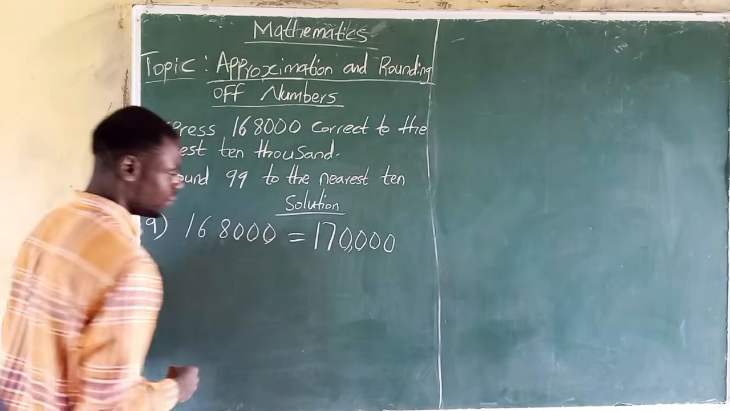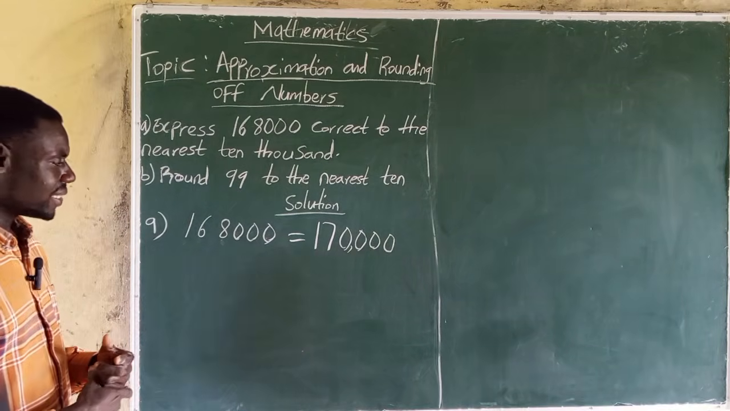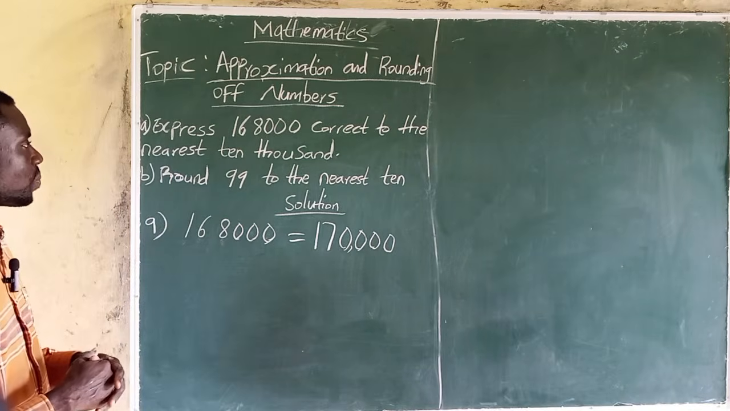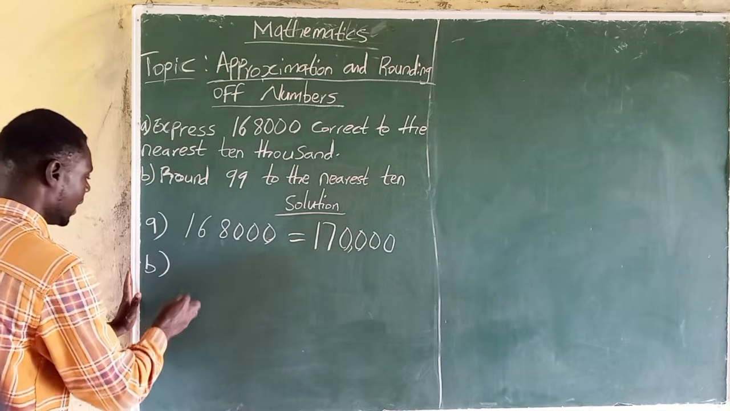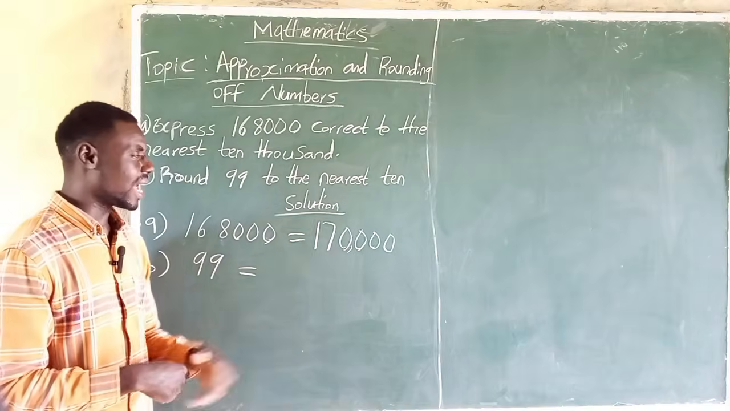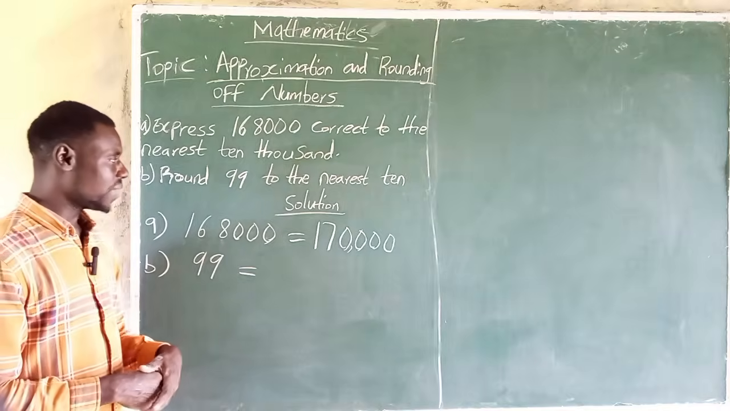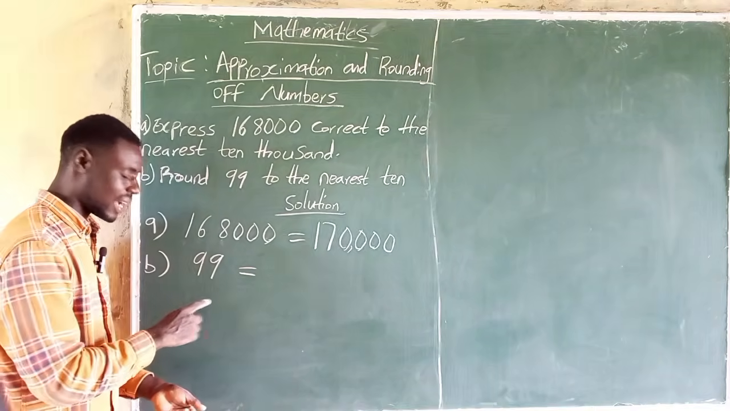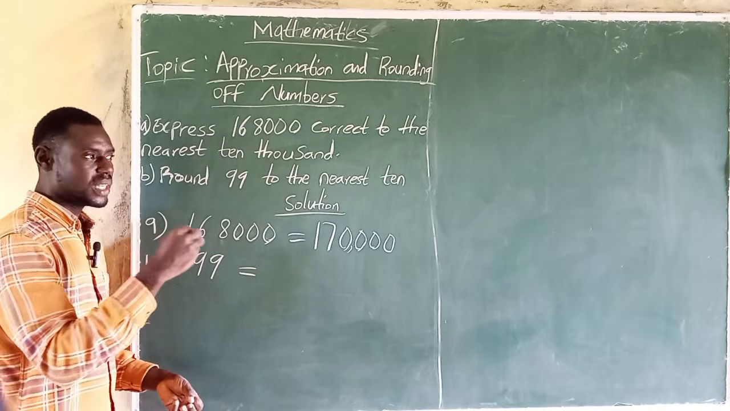So you have this value, 170,000, as the new value after you have expressed it to the nearest ten thousand. Now, B part of it is 99. How do you round up 99 to the nearest 10? Round up 99 to the nearest 10. Now, observe, 99 to the nearest 10. Look at the place value. You always observe the place values for you to solve the question given to you.